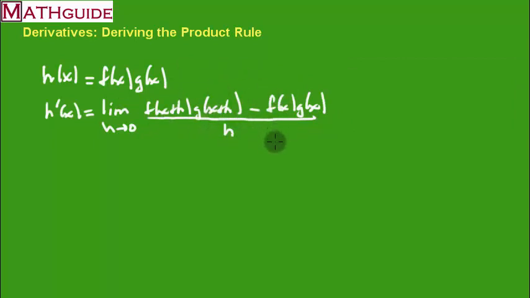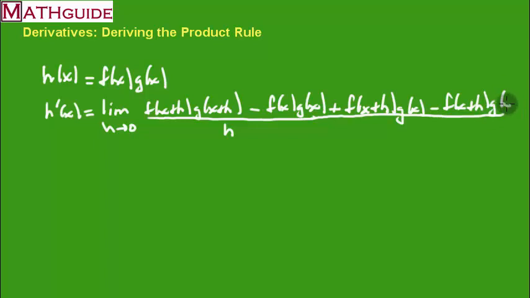Now algebraically, there's really not much we can do with this. So I'm going to get a little tricky. I'm going to extend this fraction, and I'm going to place something here that later will make it very convenient for me to simplify this. So let's say I put an f of x plus h, g of x, minus an f of x plus h, g of x.